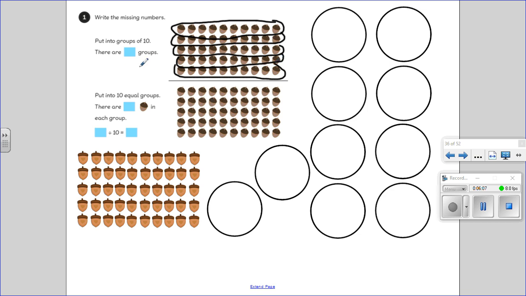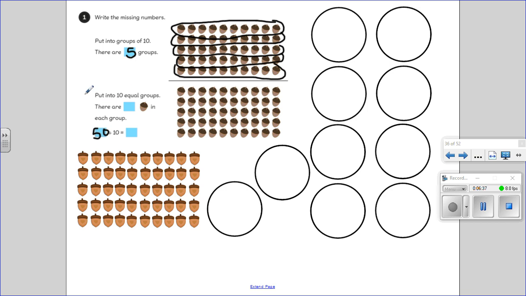Okay, so I've grouped these into groups of 10. How many groups are there? 1, 2, 3, 4, 5 groups. So this makes it really easy for us to count in our tens to figure out how many we have all together. So we've got 10, 20, count with me, 30, 40, 50. So we've got 50 acorns all together.